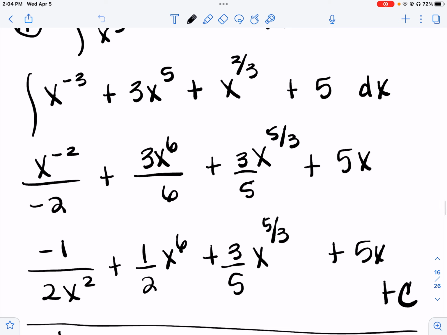Okay, so add 1 and divide. x to the negative 2 over negative 2. 3x to the 6 over 6. Okay, now 2/3 plus 3/3 is 5/3. Divide by 5/3 is multiply by 3/5. The integral of 5 is 5x. So x to the negative 2 goes to the bottom. 3 over 6 is 1/2.